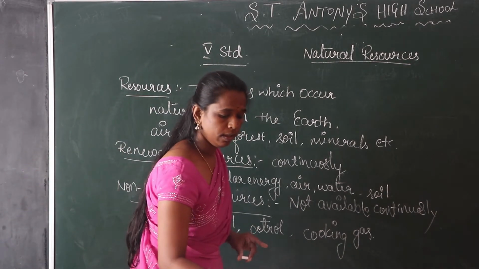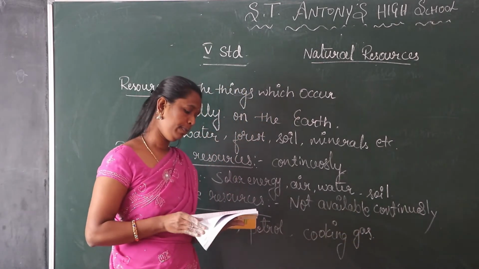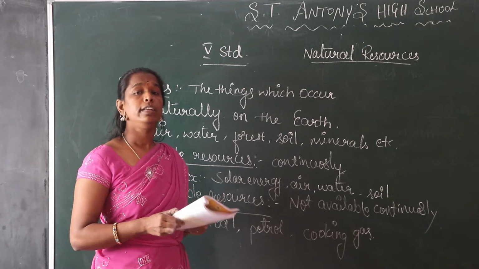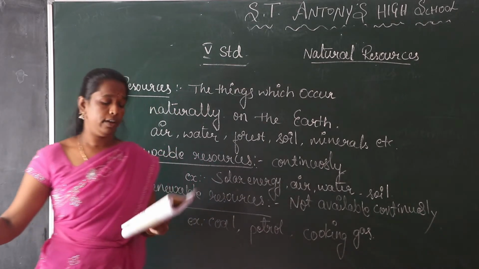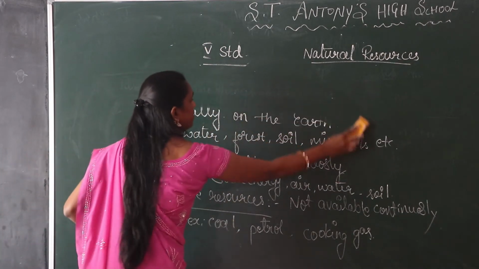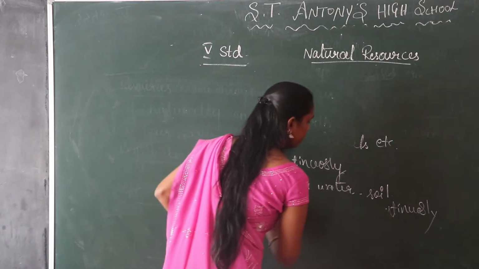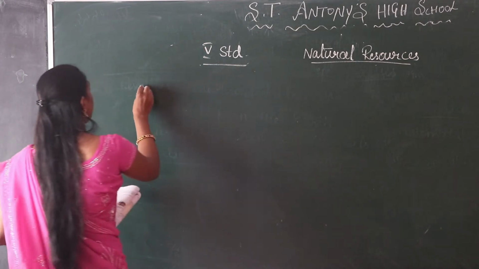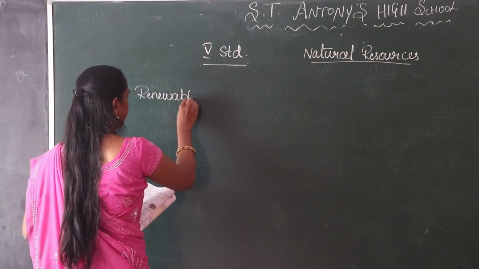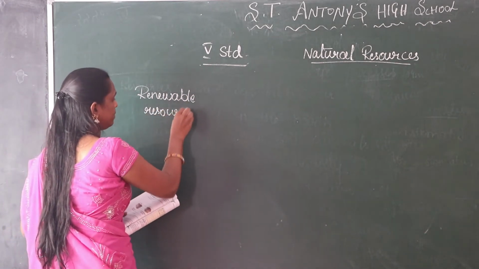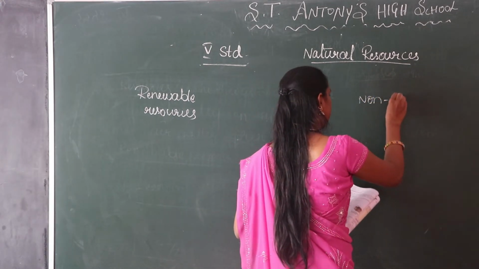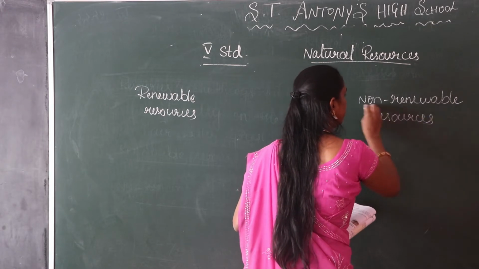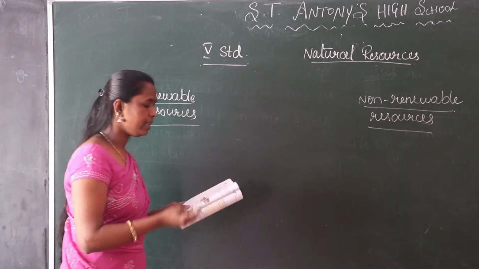Next one is, open your textbook, page number 62. You have to classify the resources into renewable and non-renewable resources. Here some minerals are given.